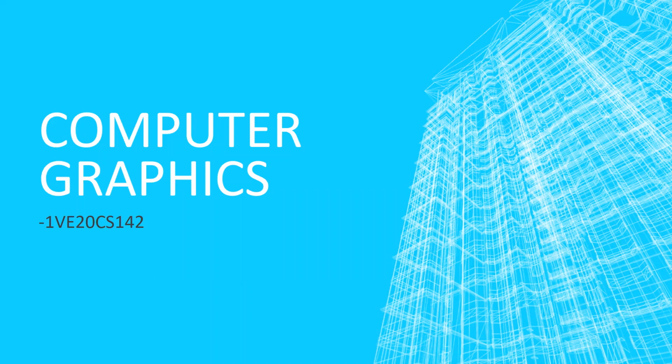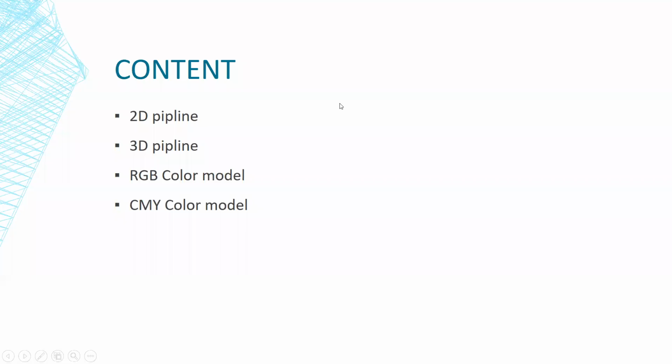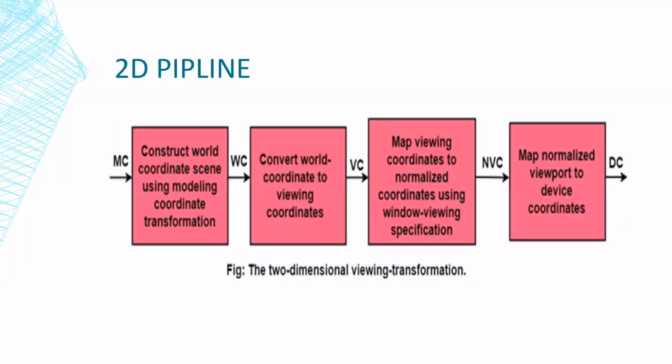This is the second video in computer graphics. In this video, we are discussing the 2D pipeline, 3D pipeline, RGB color model, and CMY color model. So first is the 2D pipeline.